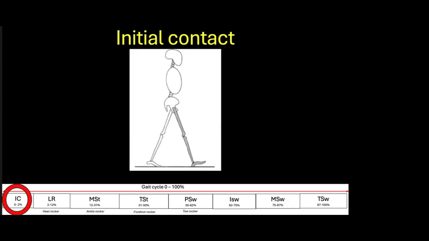This was initially called the heel strike, but we should understand that not everyone is going to walk with the heel strike first. In some cases, it may be foot flat, in some cases, it might be on the forefoot. Therefore, heel strike, I would say, is a type of initial contact, and it is now called initial contact. It's no longer called heel strike as per recent literature.